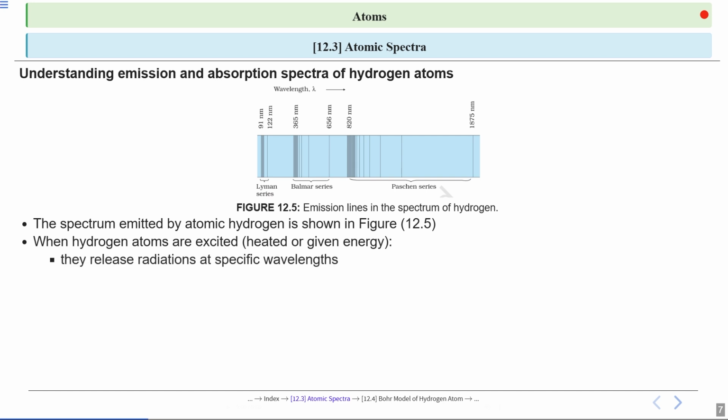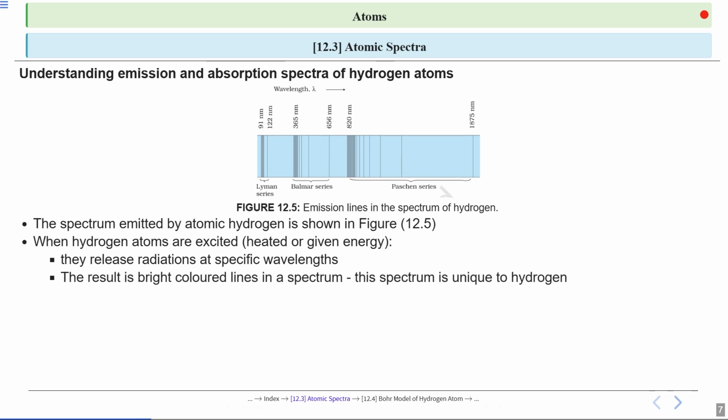Notice that each line corresponds to a particular wavelength. This means that the hydrogen atom can only emit certain amounts of energy, not just any value. These specific wavelengths are like a fingerprint for hydrogen, making its spectrum unique compared to other elements.